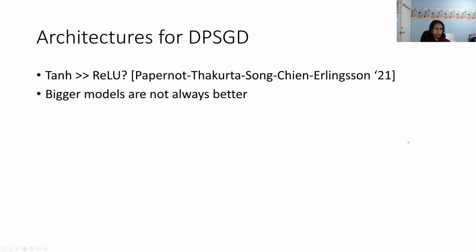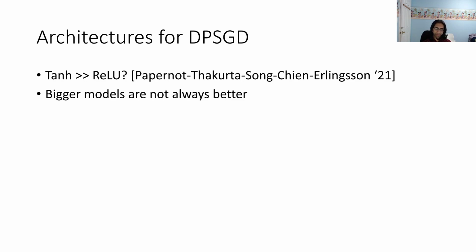Another significant thing is the fact that bigger models are not always better. Typically in the non-private setting, when you have more parameters, the model will become more powerful, and it seems to just generally do better, even when it has many, many more parameters than training data points. However, this is not the case in the private setting.